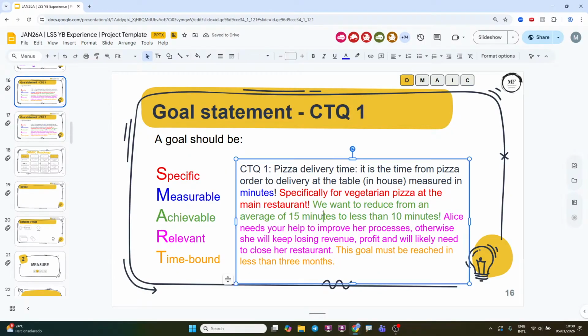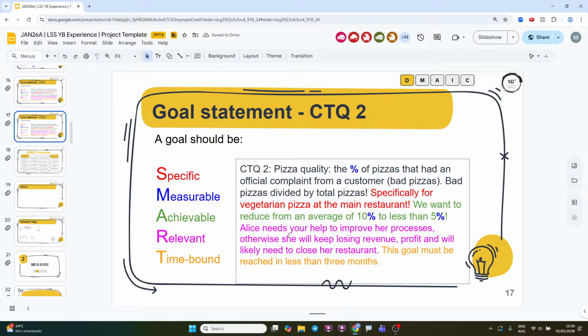I'll do the same here. Alice needs your help to improve her process, otherwise she'll keep losing revenue, profit, and will likely need to close her restaurant. This goal must be reached in less than 3 months, so the rest is the same. So type here for me smart if you understood smart, and now I'm gonna take maybe just a few minutes to address questions.